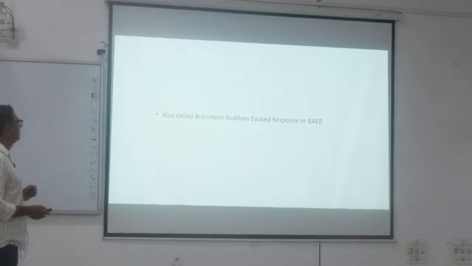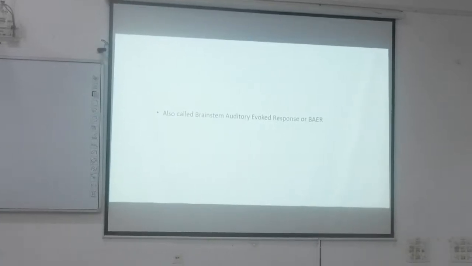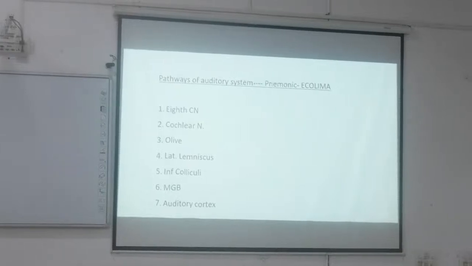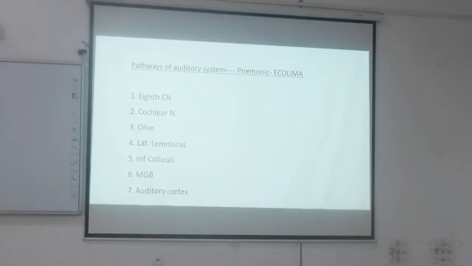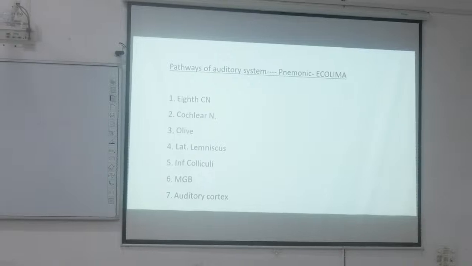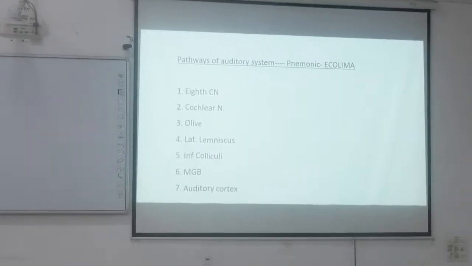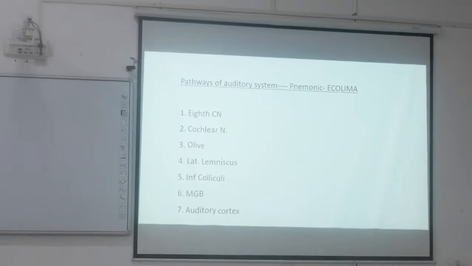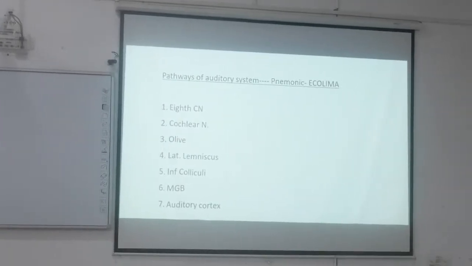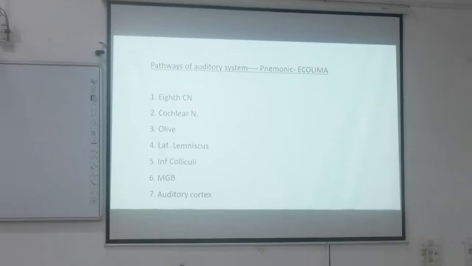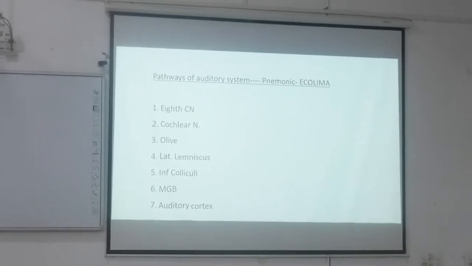Next slide. Okay, now the pathway of the auditory system. How to remember the pathway of the auditory system? Just remember one mnemonic, that is echo-lima. We start with the 8th cranial nerve, then the cochlear nerve, then olives, specifically the superior olive, then lateral lemniscus, inferior colliculi, medial geniculate body, and auditory cortex.